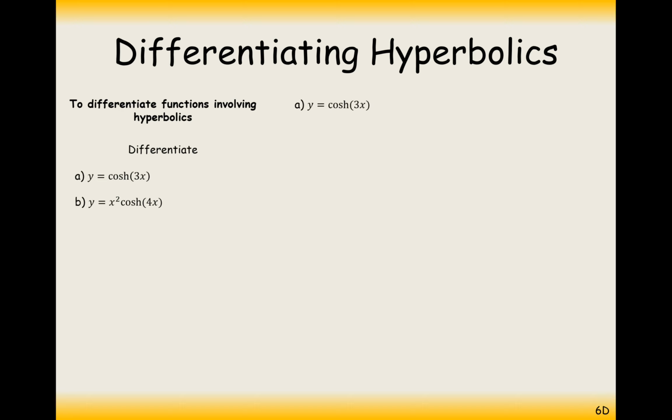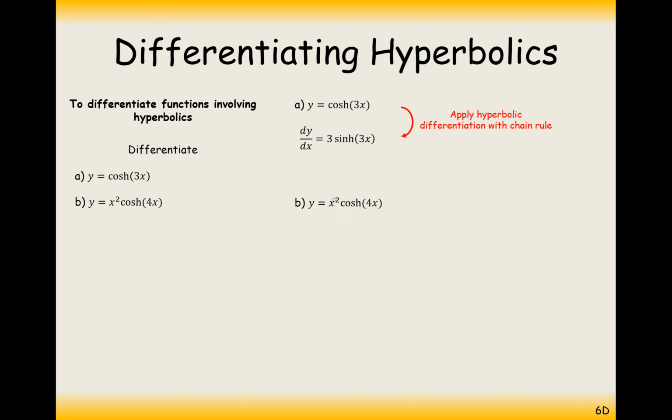Cosh 3x. So remember, this is going to be an application of the chain rule, where we differentiate the inside first and then the outside function second. So the inside function here is going to be 3x, so that differentiates to 3, and then the outside function is cosh, so that's going to differentiate to sinh of the inside function. So the inside function stays inside, but it also differentiates to the outside as well. So it's 3 sinh 3x there.